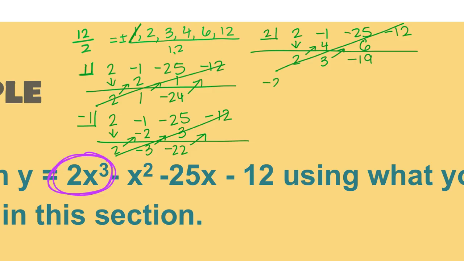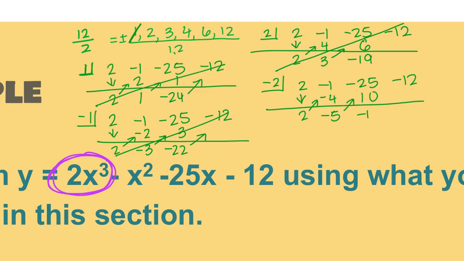Okay, moving on to -2. I'm going to have 2, -1, -25, -12. This is practice with synthetic division, so please practice. 2 times 2... -2 times 2 is going to give me -4. I'm going to get -5. I'm going to get +10, -15. This one's also not going to work.